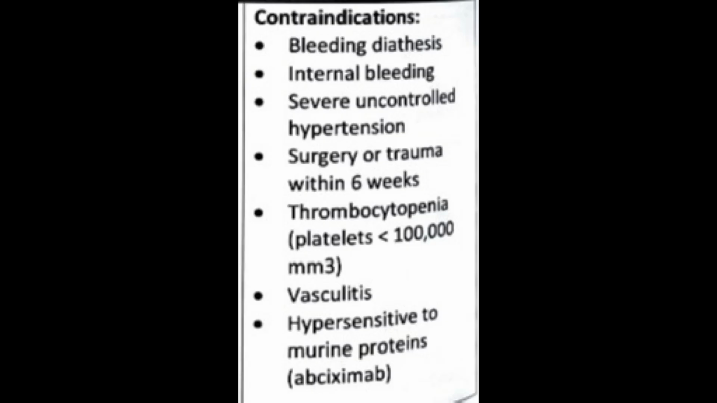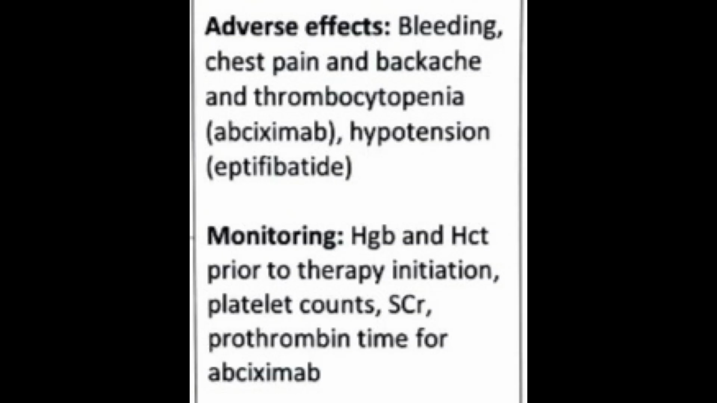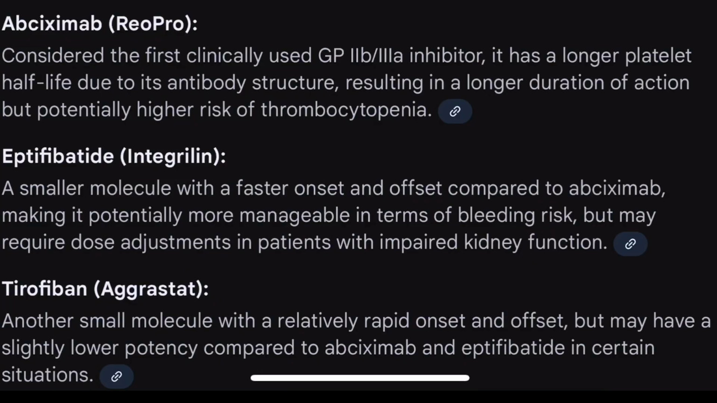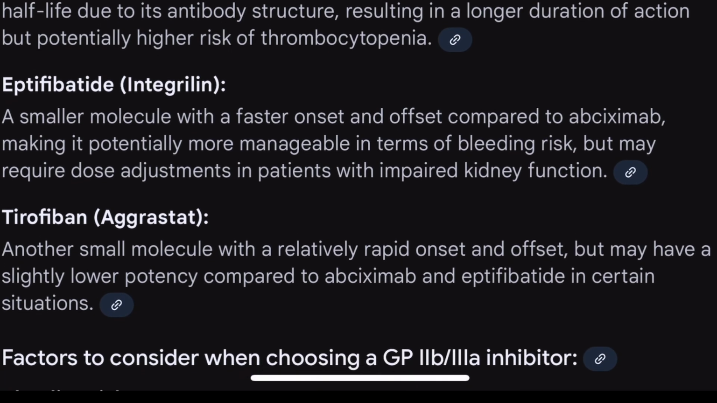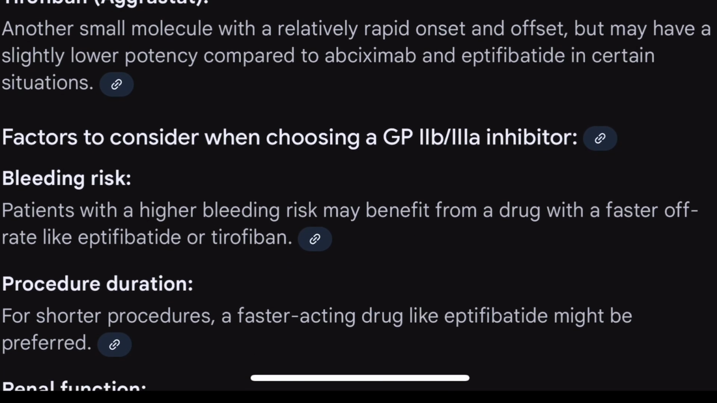General precautions with all these 2B3A receptor antagonists: you want to avoid them in uncontrolled hypertension, surgery or trauma within 6 weeks, a platelet count less than 100,000, or vasculitis. Some side effects include chest pain and backache. You want to monitor the patient's hemoglobin, hematocrit, platelet count, serum creatinine, and prothrombin time, but that's mainly for abciximab, which was the first one, the ReoPro that we talked about. You want to monitor the prothrombin time because it is irreversible, so it's super important to really monitor those patients.